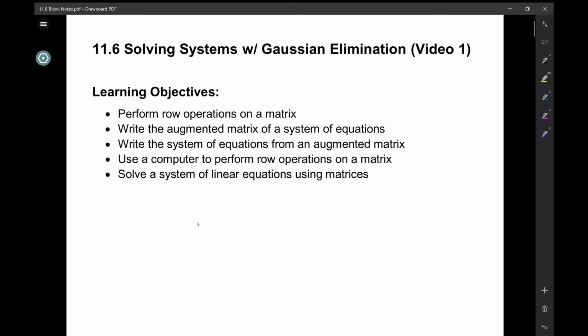Use a computer to perform row operations on a matrix, and also use yourself to perform row operations on a matrix, and solve a system of linear equations using matrices both by hand and using a matrix calculator.